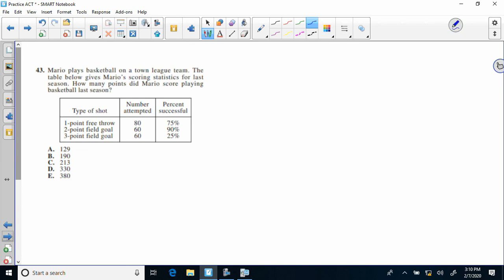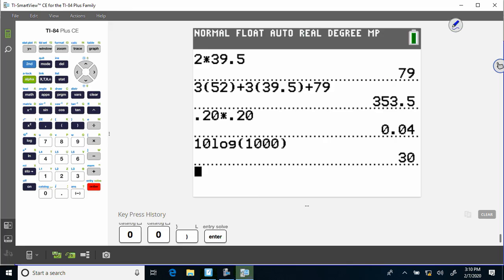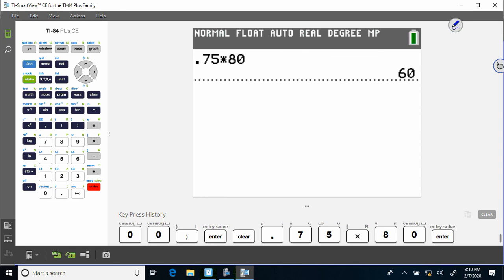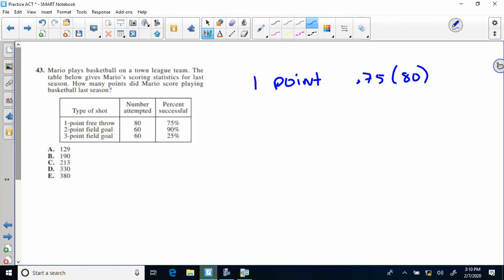Mario plays basketball on a town league team. The table below gives Mario's scoring statistics for last season. How many points did Mario score playing basketball last season? So he attempted 80 free throws, and he had a 75% rate. So he gets 1 point 75% of the time times 80. So if I did 0.75 times 80 in my calculator, that means he gets 60 points. So this is 60, and he got 1 point for each of those, which is 60 points, right?